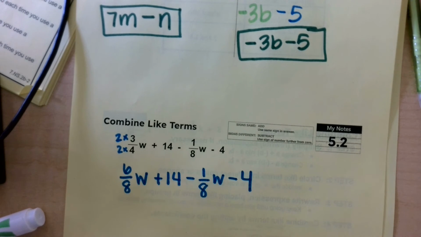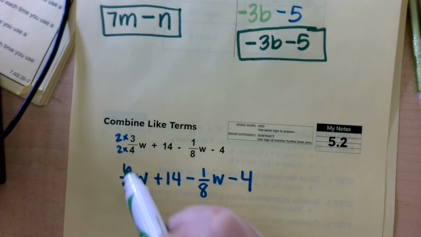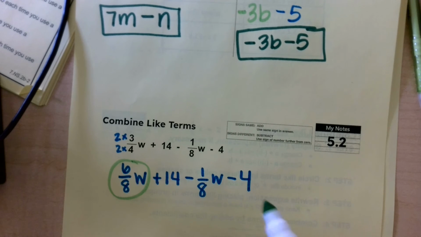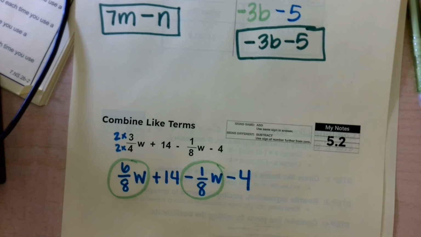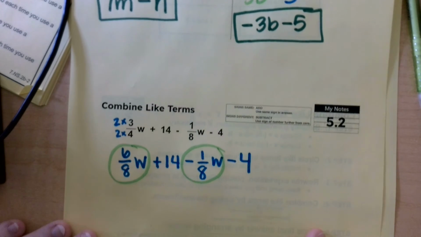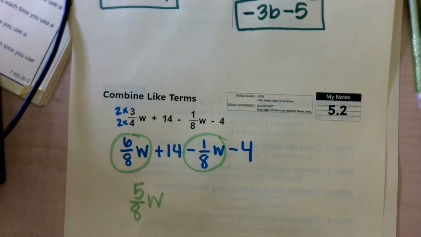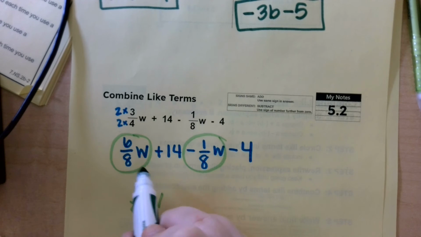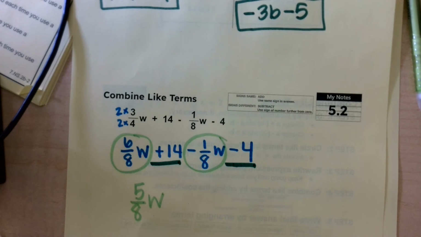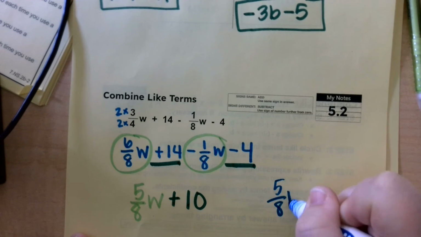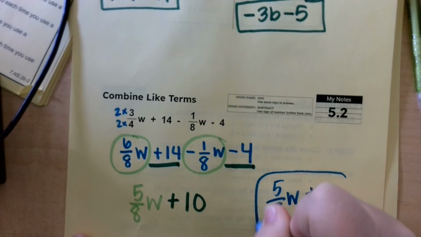Okay, let's do our w's first. 6/8 w minus 1/8 w is 5/8 w. Then I have my numbers. 14 minus 4 is positive 10. So my final answer is 5/8 w plus 10.